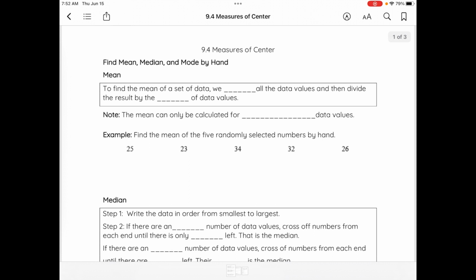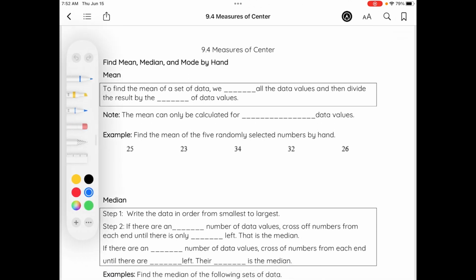Looking at how we can measure the center of a set of data that we might have. There are three different ways that we're going to talk about today: mean, median, and mode. So to find the mean of a set of data, we're going to add all the data values and then divide the result by the number of data values that we had.